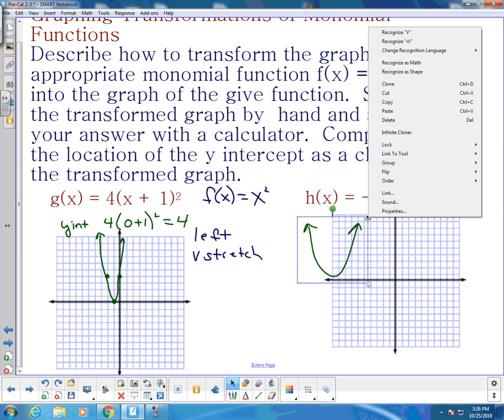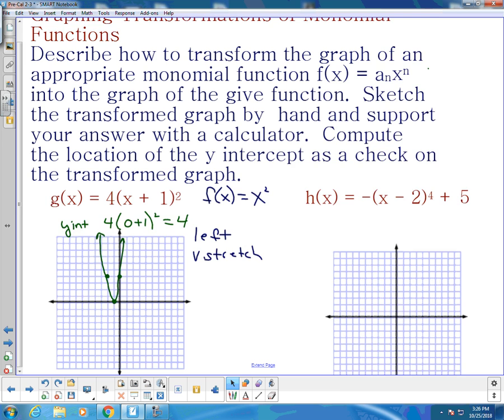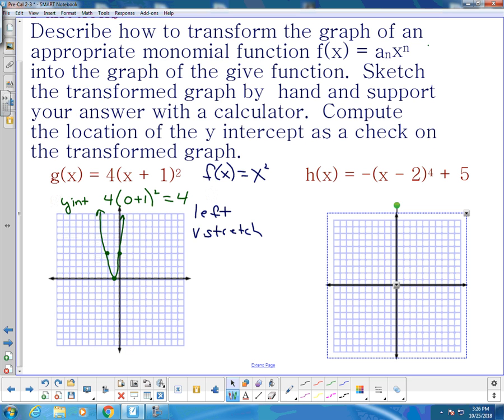So we're going to transform this guy just like we did before with the squared one over here. We are moving this guy right 2 because of the -2 here. We are going up 5 because of the +5, and the negative in front, if you remember, will flip it upside down. So our vertex is at 2, 5.